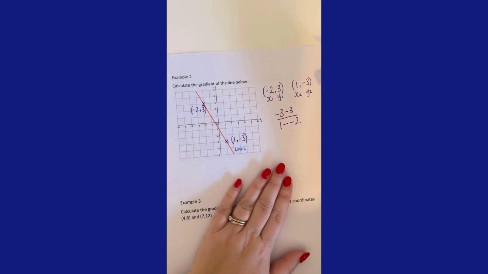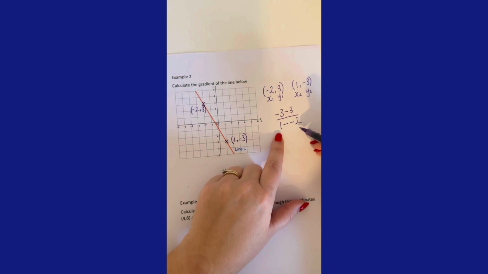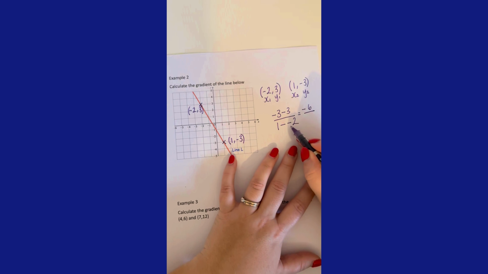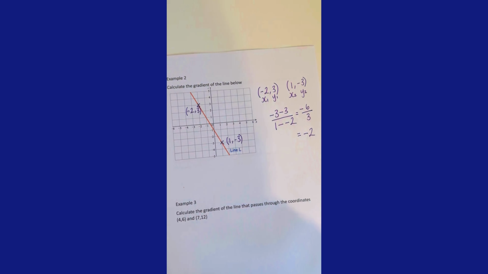This is where we just need to be really careful with our negatives. Always think about it. We're doing our x2, which is 1, take away whatever our x1 value is. So we end up with a double negative here. Let's have a look at this then. Minus 3 take away 3, that's going to get me minus 6, over 1 minus minus 2. When we have this double negative, this turns into an addition. So this becomes 1 plus 2, which is 3. Then we're left with minus 6 over 3, and I can do that division. Minus 6 divided by 3 is going to get me minus 2. So my gradient there is minus 2.